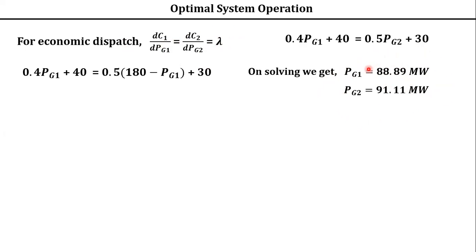Okay, now what is the cost? What is the cost of producing this much power? That is the next thing. How to calculate? Can anyone tell? What is the cost of generation? That means to produce 88.89 megawatt of generation, what is the cost? How to get it? How to calculate? Cost of generation.